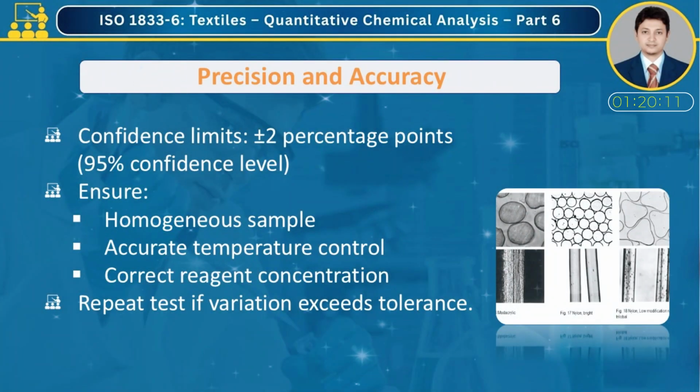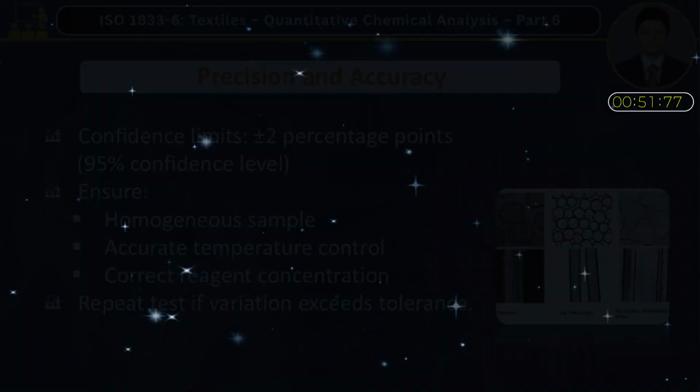Precision and accuracy. When testing a homogeneous textile mixture, the confidence limits of the results should not exceed plus or minus 2 percentage points at a 95% confidence level. To achieve this precision, ensure consistent sample preparation, accurate reagent concentration, and stable temperature control during the dissolution stage. Repeat testing is recommended if results fall outside the specified tolerance.